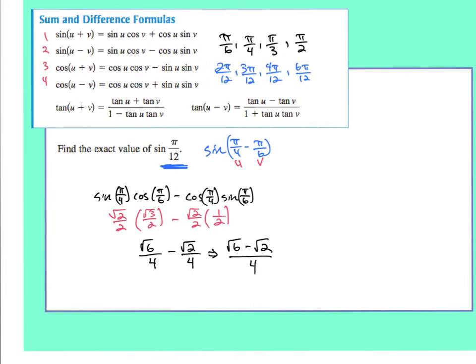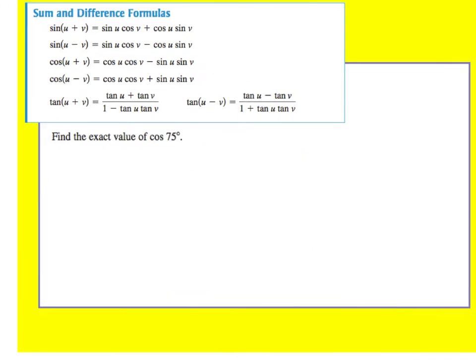And that is sine of pi over 12, which is 0.2588. The square root 6 minus square root 2 over 4 is 0.2588. Pretty cool. That's 75 degrees. I have cosine 75 degrees. Well, Mr. Flick, we never worked in degree mode. We always did radians. True that.